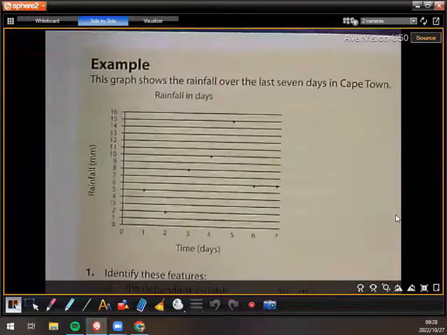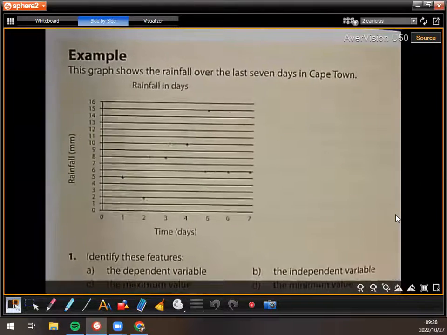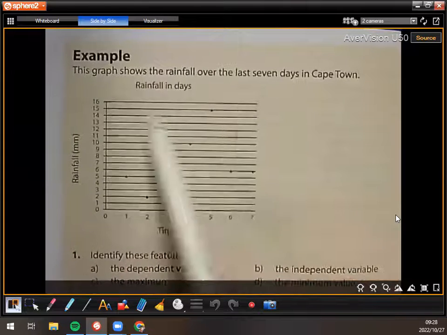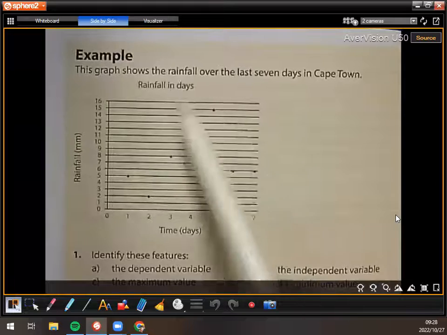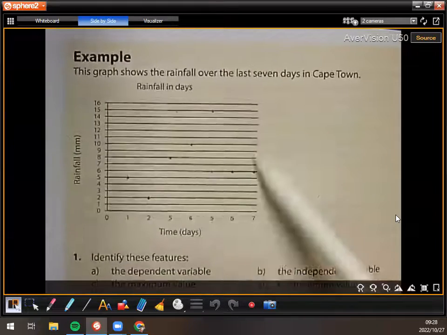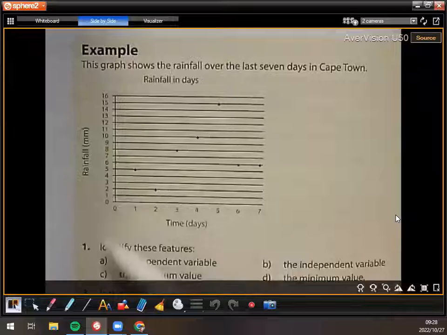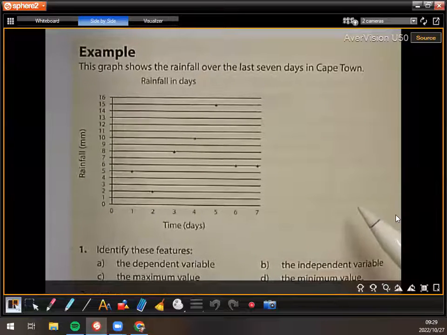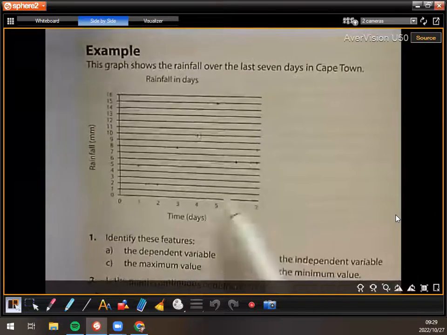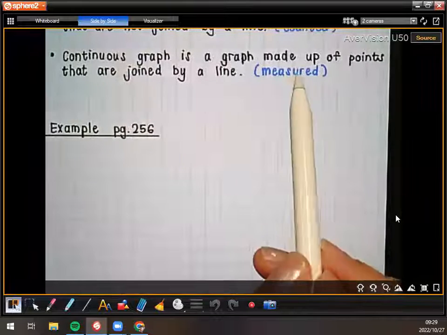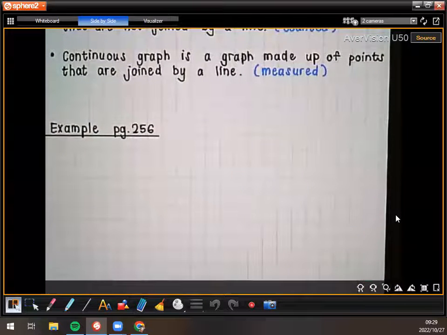Okay, this is the graph. They are saying that this graph shows the rainfall over the last 7 days in Cape Town. All right, so this is a line graph that's not joined, right? So would we say that this is discrete or continuous? Discrete, right? Because the points are not joined. No, so that's not what we mean by continuous. When I say continuous graph, I'm looking at this. Is it separate points? Then it's discrete, or are the points joined with a line? Okay, but time itself is continuous.